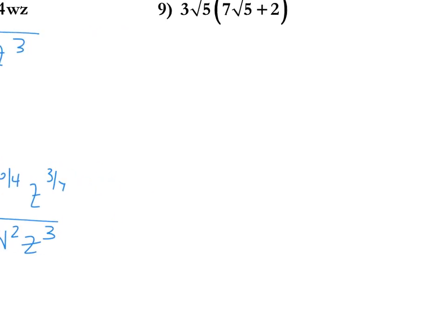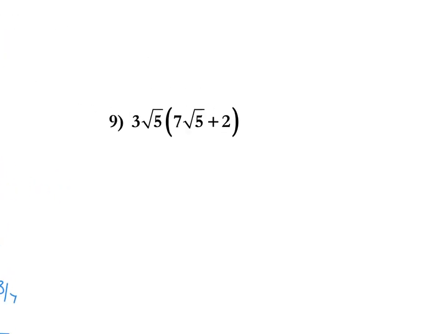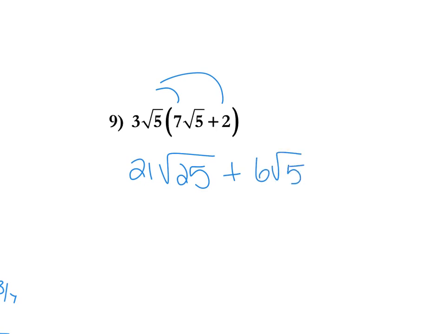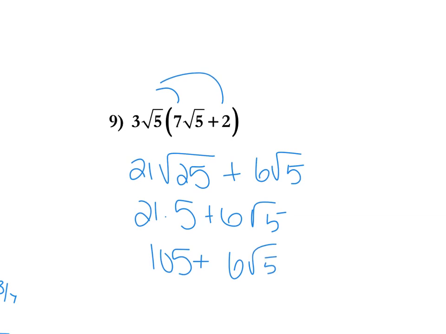Okay. All right, last example. Go ahead and distribute. Make sure you multiply outside times outside, inside times inside. So 21 root 25, and then 6 root 5. See if anything can simplify. Root 25 can. So you get 105 plus 6 root 5.